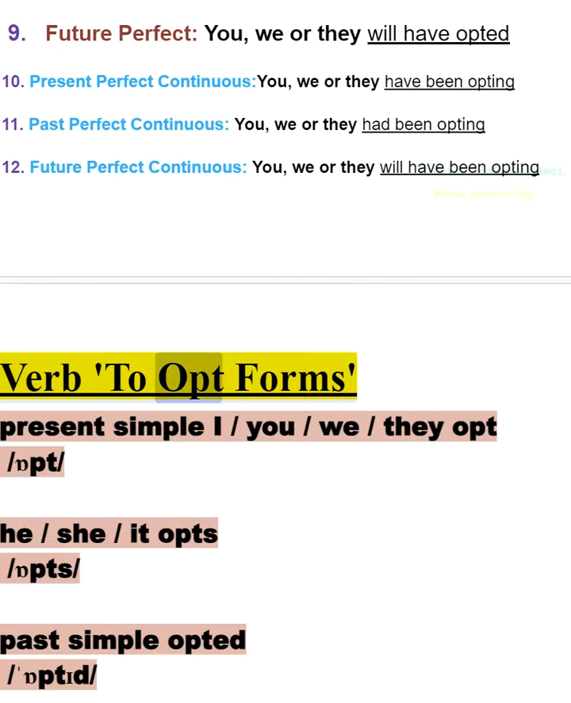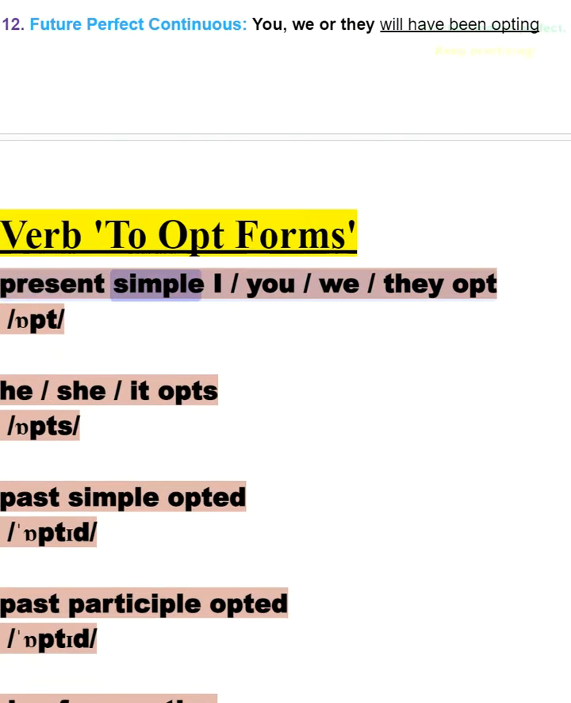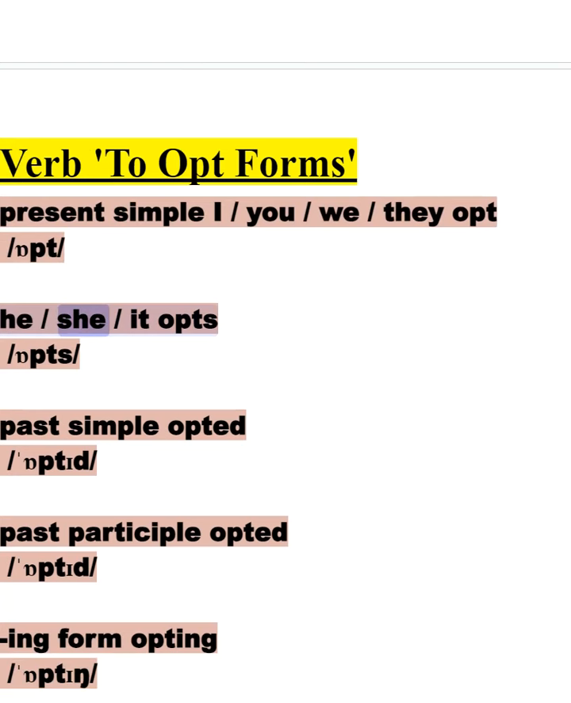Verb to opt forms. Present simple: I, you, we, they opt. He, she, it opts. Past simple: opted. Past participle: opted. Ing form: opting.